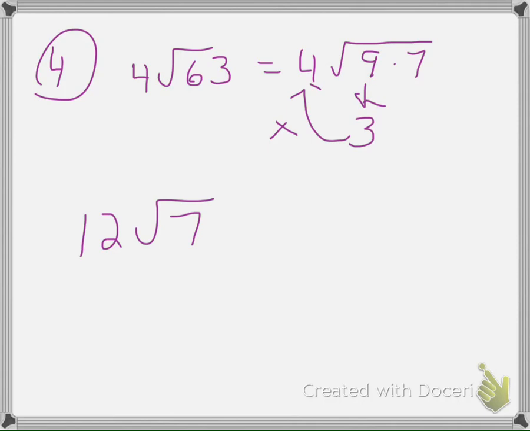Okay, the biggest perfect square number that can divide into 63 is 9. 9 times 7 is 63, and remember we have a 4 on the outside. Okay, the 9 is our perfect square. In class we usually circle that. What's the square root of 9? It's 3. This 3 gets multiplied times the 4. What's 3 times 4? 12. My answer is 12 square root 7.